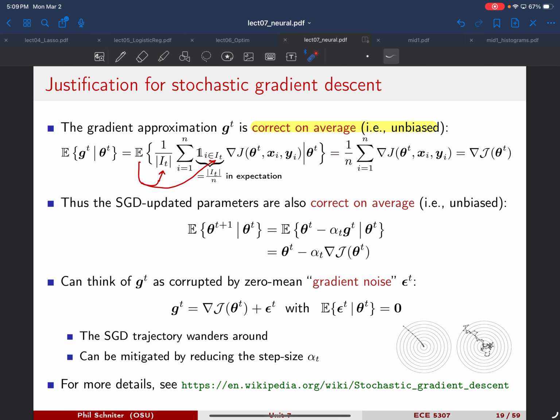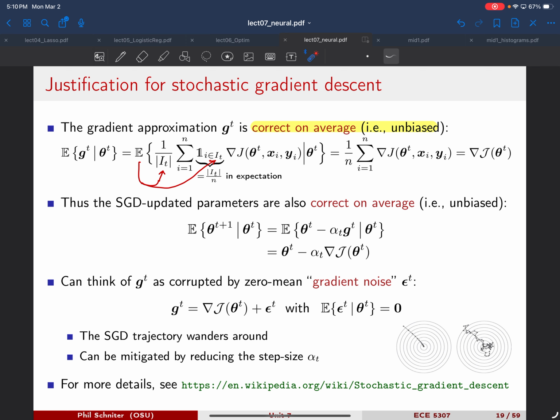Okay, so what we have here is that on average, our gradient approximation is the true gradient. Now that doesn't mean that it is equal to the true gradient every time. It's going to be some random deviation of it. You could even write it this way. The gradient is the truth plus some random noise. You call this gradient noise. But the key property of the gradient noise is that it's zero mean.